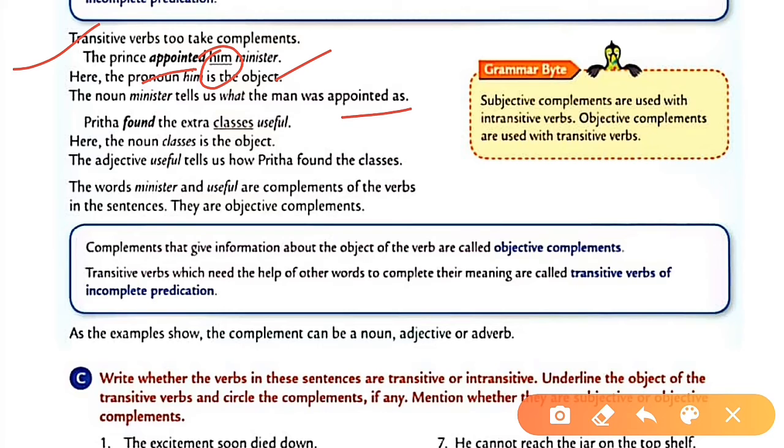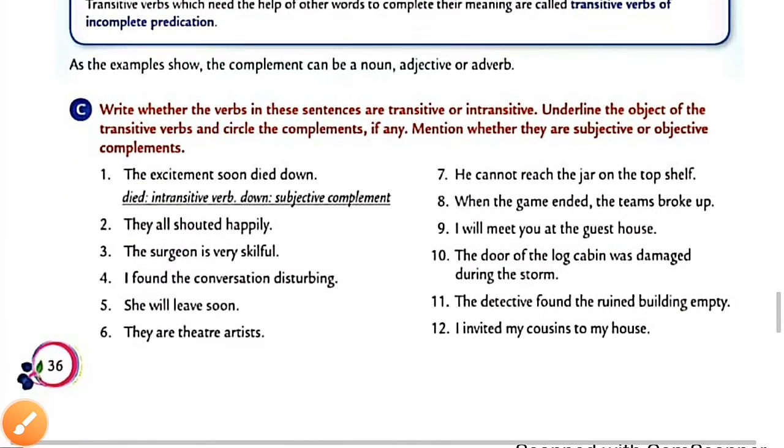Okay, Pritha found the extra class useful. Found and classes. Here the noun classes is the object, and the adjective useful tells us how Pritha found the classes. So complements that give information about the object of the verb are called objective complements. Transitive verbs which need other words to complete their meaning are called transitive verbs of incomplete predication. In that way guys, move to next, C part.